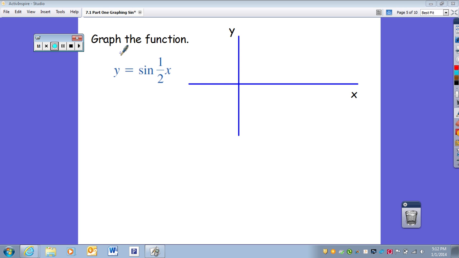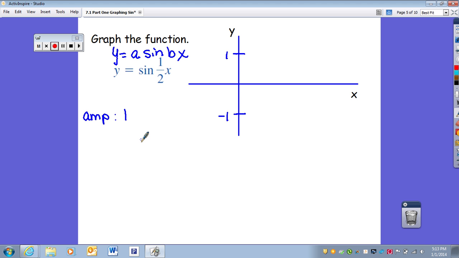Alright, so again, remembering that our basic function is y equals a sine of bx, where a designates our amplitude. So in this case, our amplitude, the absolute value of a, going back to our basic function, is the absolute value of 1, because that's the coefficient of sine. So our amplitude will be 1, which gives us 1 and negative 1.